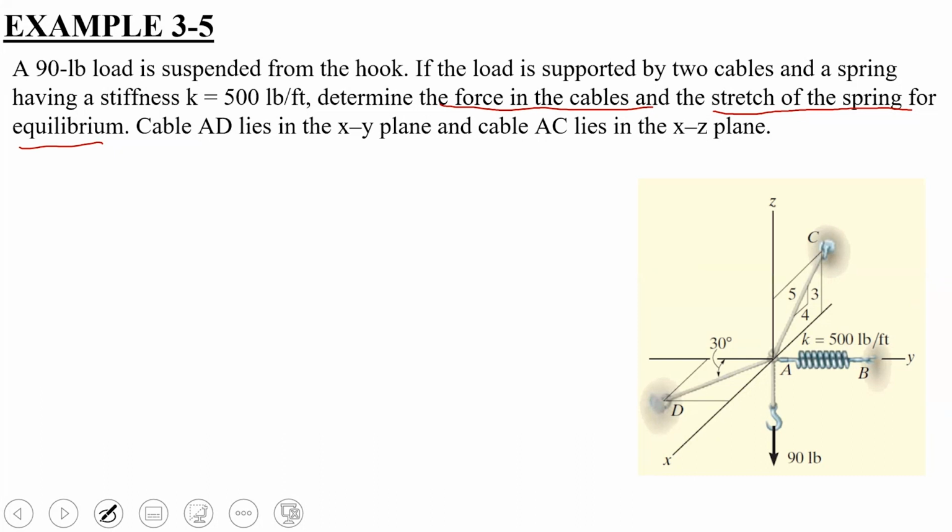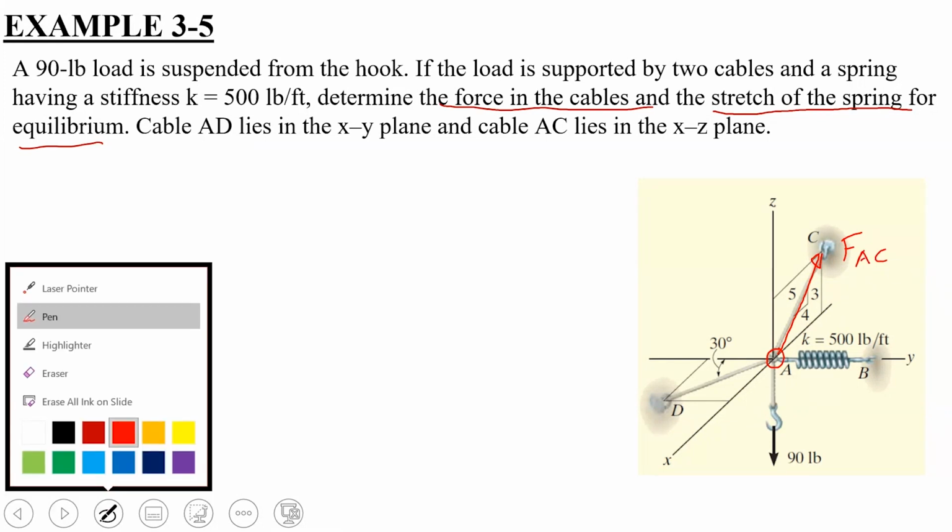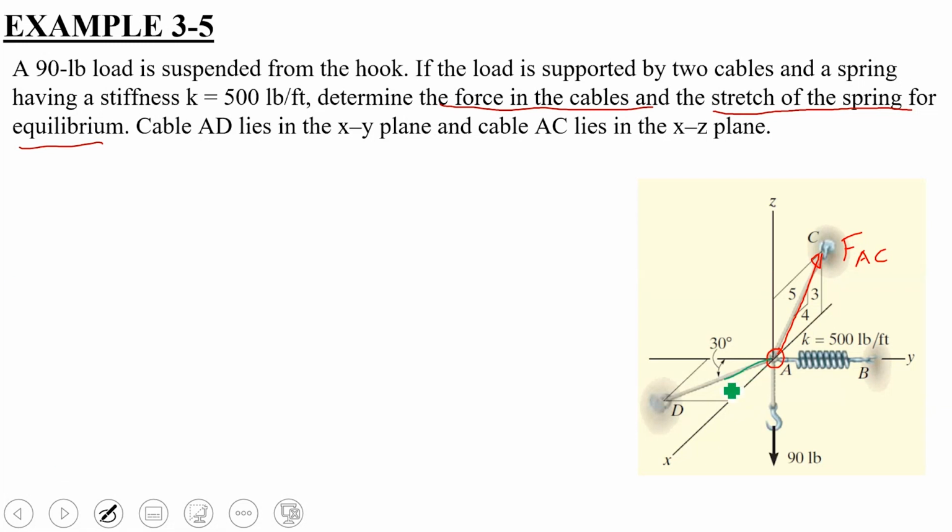Okay, now since we need to first of all draw the free body diagram of point A. So if I am going to draw the free body diagram of point A, जब मैं cable AC को remove करूंगा, so I am going to get a force in this direction which is FAC. Similarly, once I remove this cable AD, I'm going to get a force in this direction which is being represented as force AD. ये तो आपके पास दो और forces आ गईं.